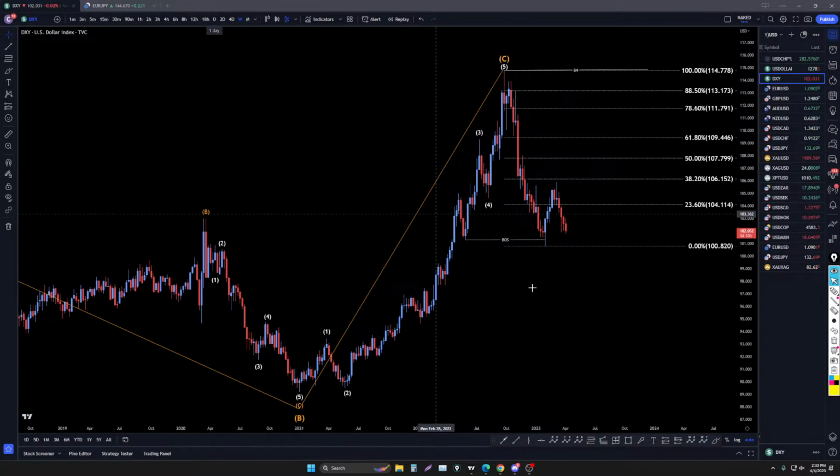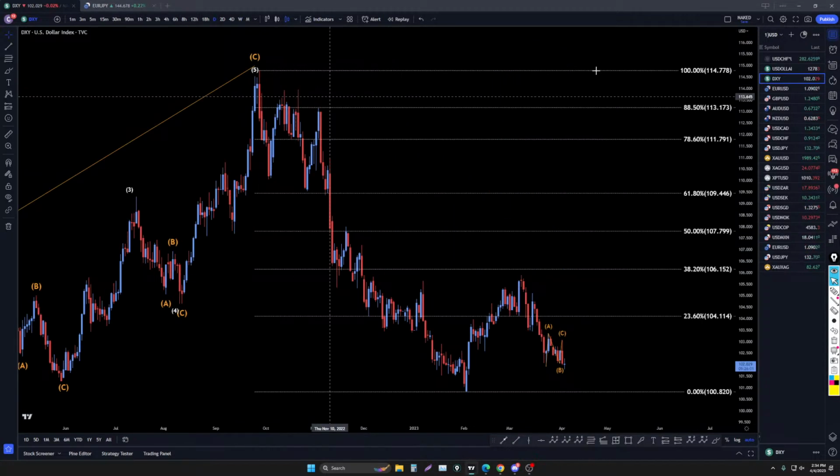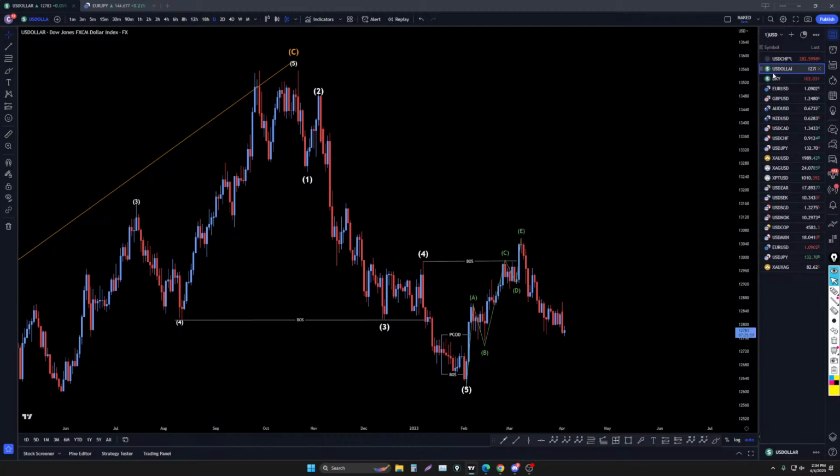So on the weekly we think that we could be in a 1, 2, 3. So let's go down to the daily and let's switch back to the US dollar index. Now on the daily is where you can see a 1, 2. This is all a wave 3, ABC of 4, and most likely this is a wave 5. Then we have impulsive up.